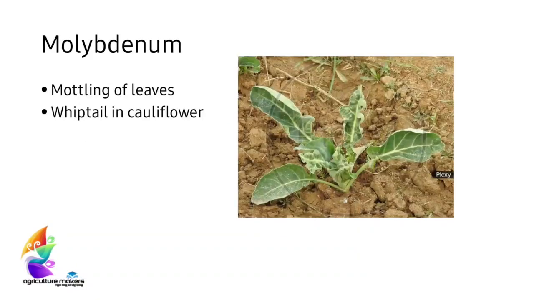Coming to the final one, it is molybdenum. We all know that molybdenum is essential for the enzyme nitrate reductase. Added to that, it plays an important role in nitrogen fixation in pulses. The deficiency of molybdenum leads to mottling of leaves. You can see that in the picture, and in particular, whiptail in cauliflower is due to molybdenum deficiency.